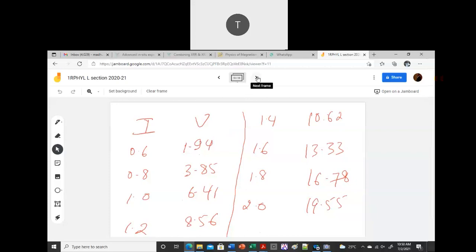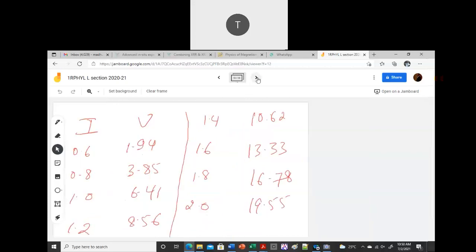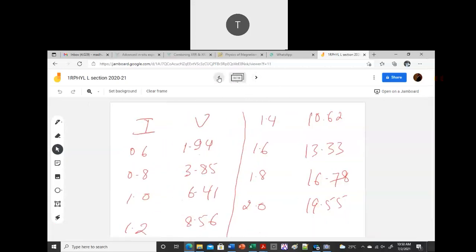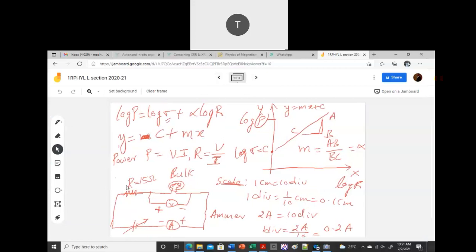The same thing we are going to do here, but the only thing is in this case we converted our V and I into log R and log P, because we wanted to solve this equation, which is your Stefan's law. Log P is equal to log sigma plus alpha log R. If you wanted to do that, then what we actually did is we got V and I but converted into P and log P.